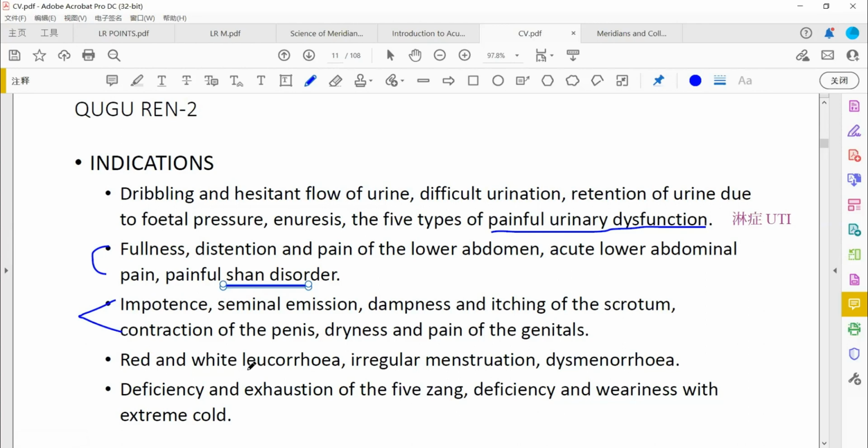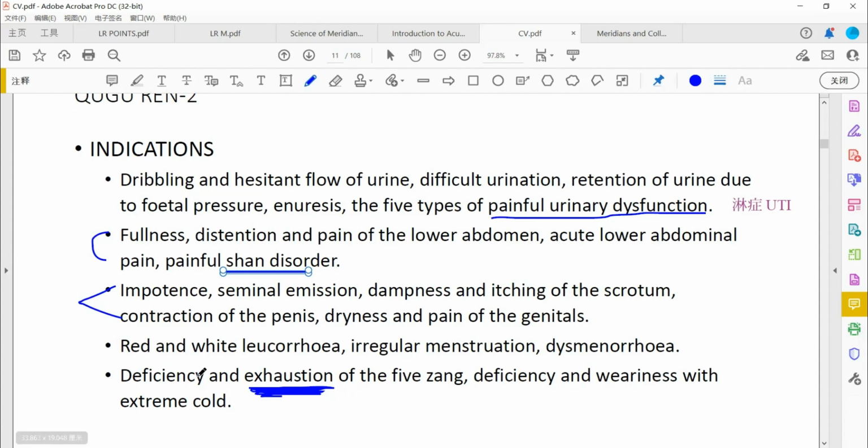Also, the red and white leukorrhea, irregular menstruation, dysmenorrhea, and deficiency and exhaustion of the 5 zang. Deficiency and exhaustion or taxation, same thing. Of the 5 zang organs, deficiency and weariness with extreme cold. Okay, so for tonify.